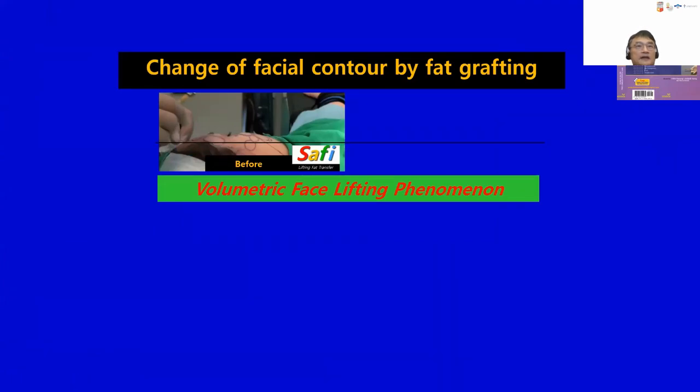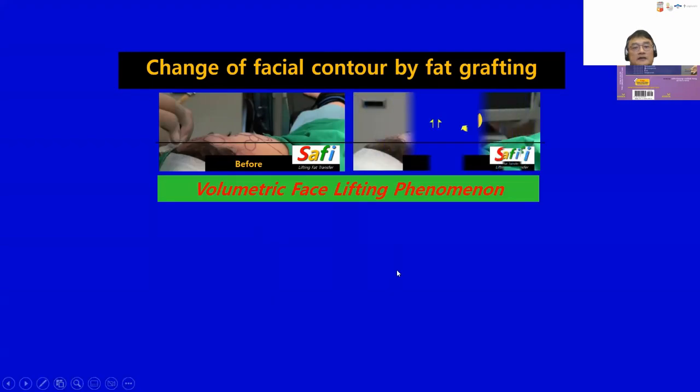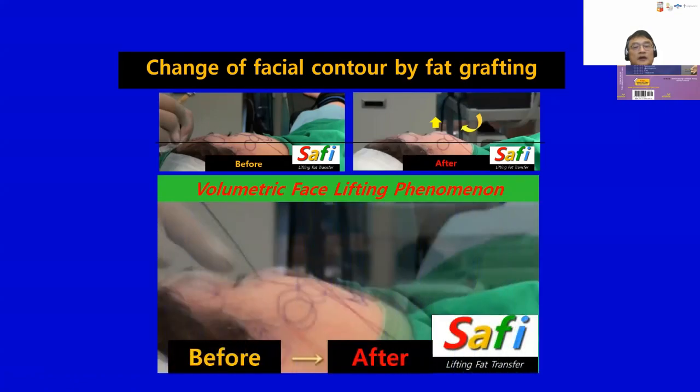These photos were taken during fat injections. You can see the change of contour. When we inject the fat into the malar area, volume increases in the malar region, and you can see the change of contour before and after. At the upper part, volume increases, at the lower part, volume decreases, and then the contour changes.